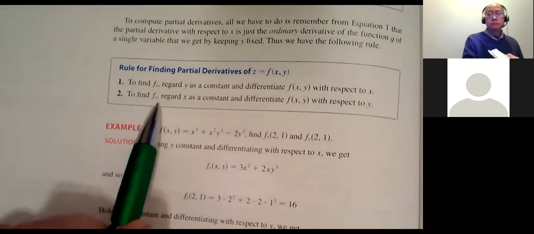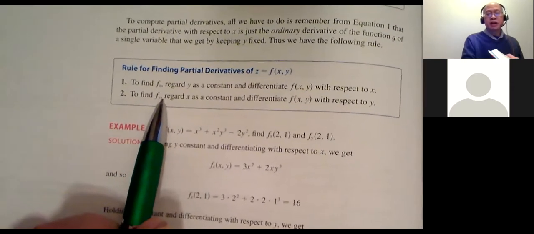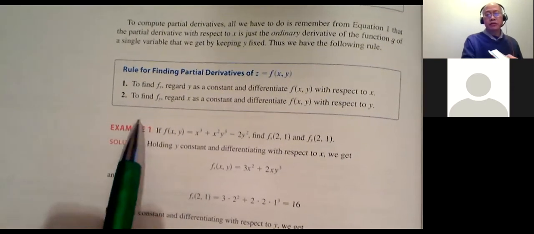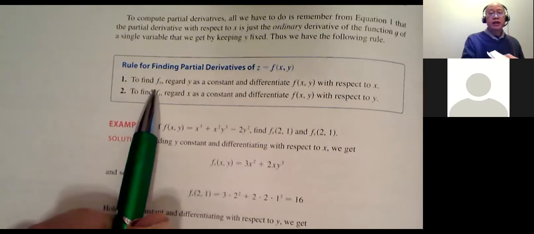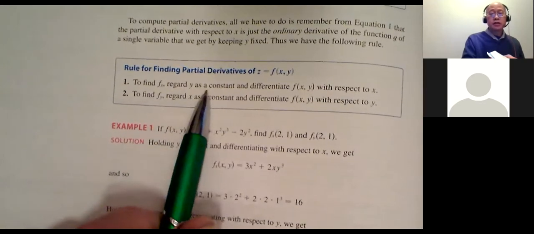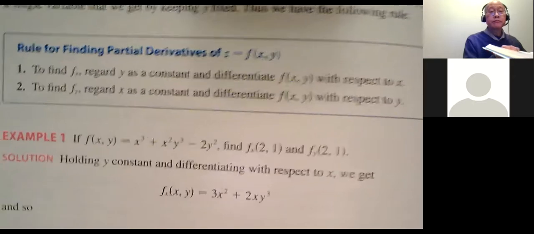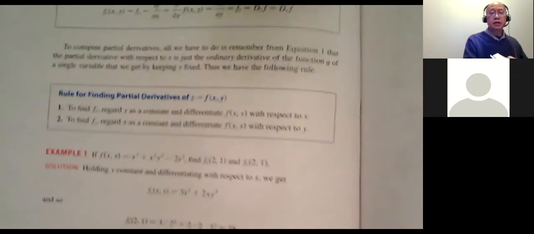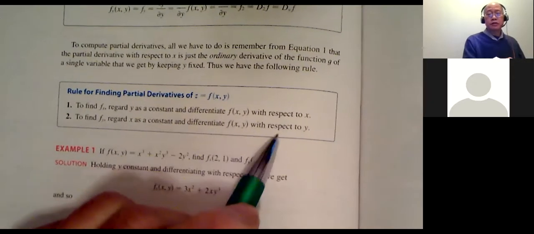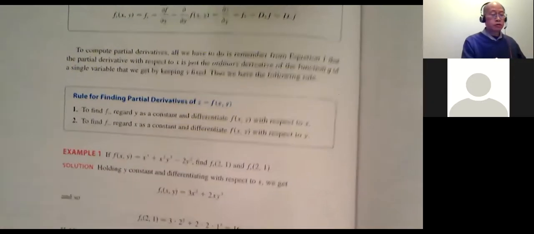And here's the rule. Do you have to write this down? I don't really think so. Once you get the hang of it, you know what's going on. To find fx, treat y as a constant, differentiate with respect to x. To find fy, regard x as a constant, differentiate f of x, y with respect to y. And similarly, if you have more than one variable. Okay, so here we go.